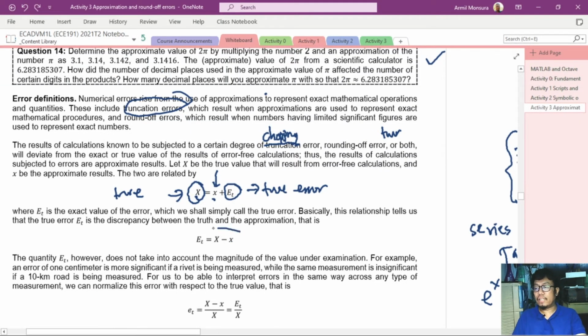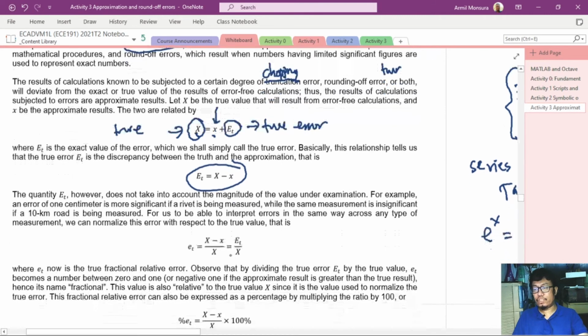Now, if we actually take into account the magnitude, kasi for example, in this case, an error of 1 centimeter is more significant if a rivet is being measured.